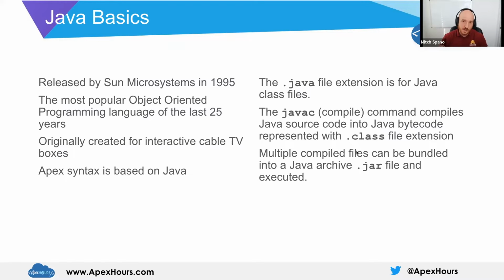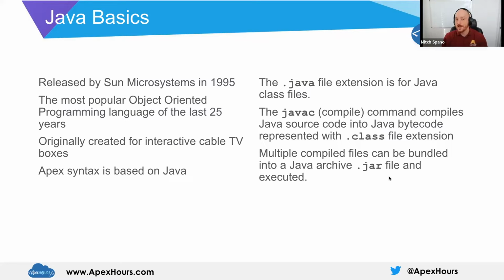So when you're writing Java programs, the .java file extension is the file extension for your source code. Then you'll run that source code through a Java compile command, or javac command, which will produce a file with the extension of .class. So this is the compiled version of your class that you just wrote, okay? And you can have multiple compiled files bundled together in what we call a Java archive, or jar file, and they can be executed like that. So a jar file is kind of like a zip file. It's an archive. It's a file that contains multiple files.